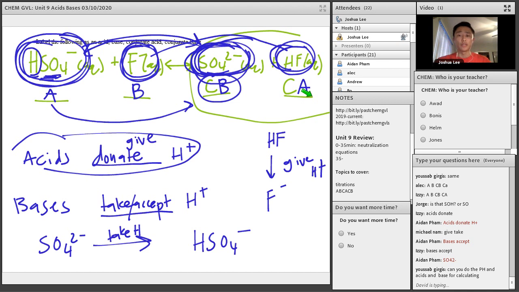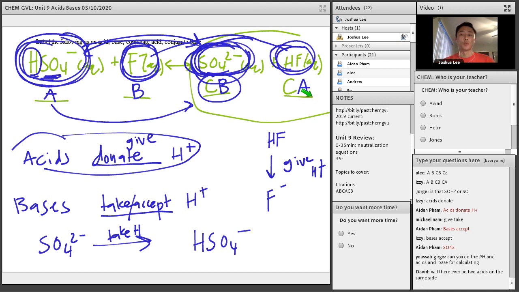So that's really it for these types of problems. It's just remembering, what do bases do? What do acids do? Will there ever be two acids on the same side? Nope. So that's another good thing: each side will have one acid and one base, always, for the problems that we'll be giving you.